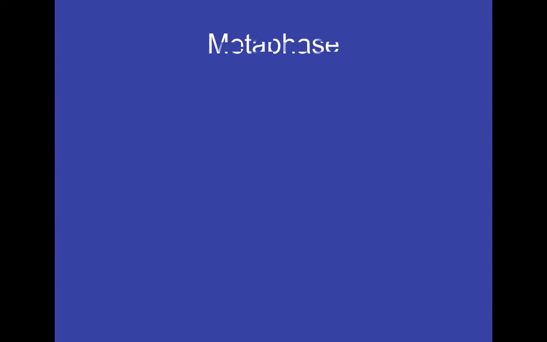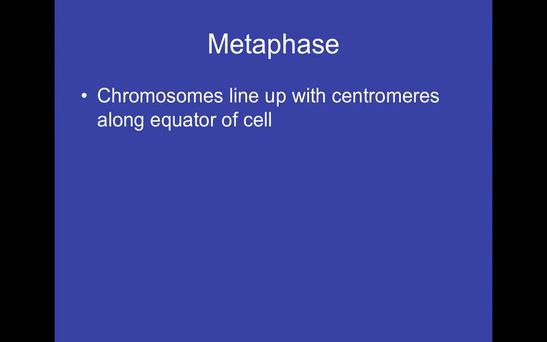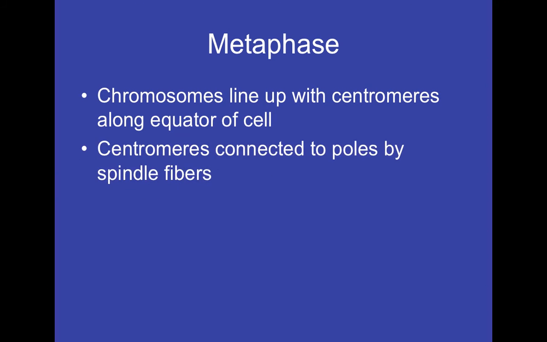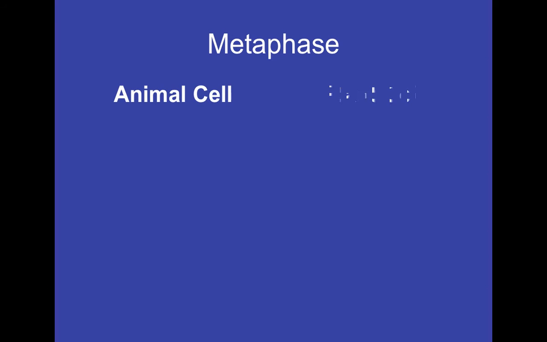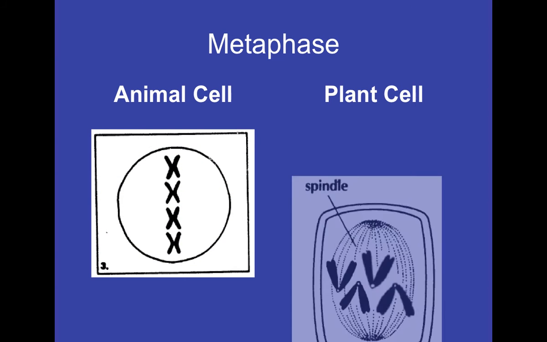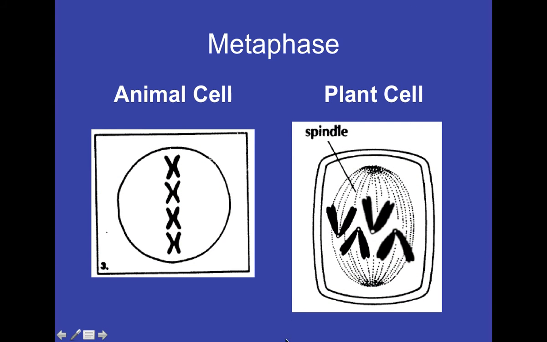The next phase is metaphase. The chromosomes line up with the centromeres along the equator of the cell, and they are connected to the poles by spindle fibers. So, with the animal cell and plant cell, this is what we get. And the way I remember it is meta in the middle. I know this one here looks weird because it's not all nice and lined up, but look, the centromeres are all in the center. That's what you're looking for in metaphase.